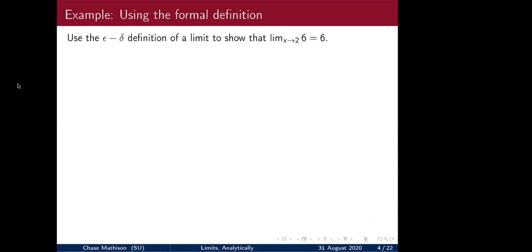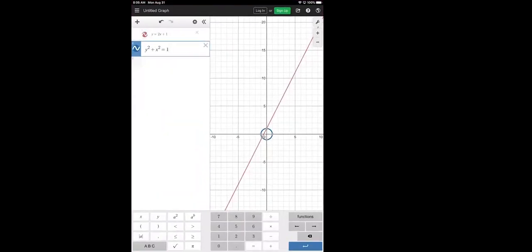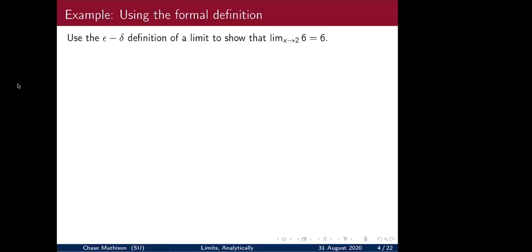So let's use this epsilon delta definition of a limit to prove that the limit as x approaches 2 of just the constant function 6 is 6. Hopefully that is clear. If you draw the graph of this, y equals 6, well, as x approaches 2, it looks like y is approaching 6, right? This problem is a little silly, but it shows how we need to think about these problems.